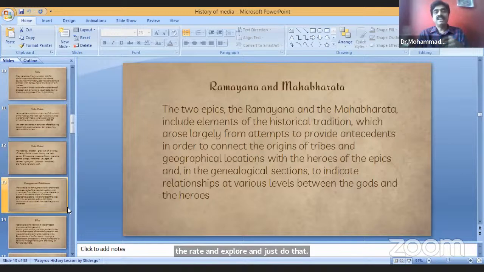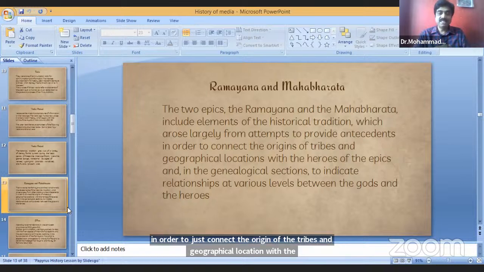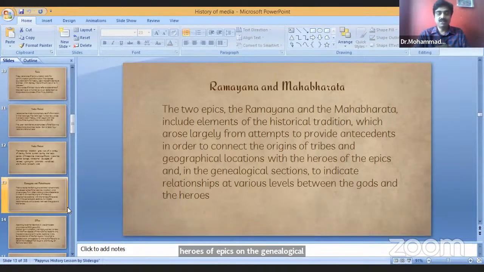So we move on to two famous epics, the Ramayana and Mahabharata. They include elements of the historical tradition, which arose largely from attempts to provide antecedents, in order to connect the origin of the tribes and geographical locations with the heroes of the epics, and genealogical sections to indicate the relationship at various levels between the gods and the heroes. So we know Ramayana, Mahabharata.